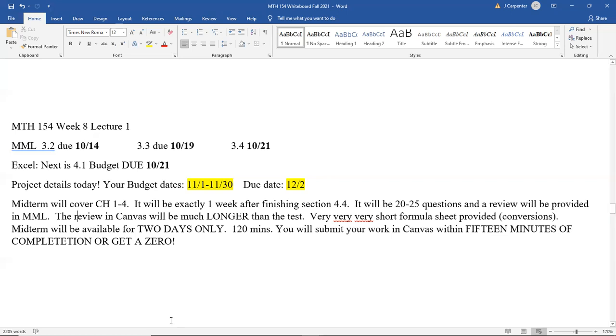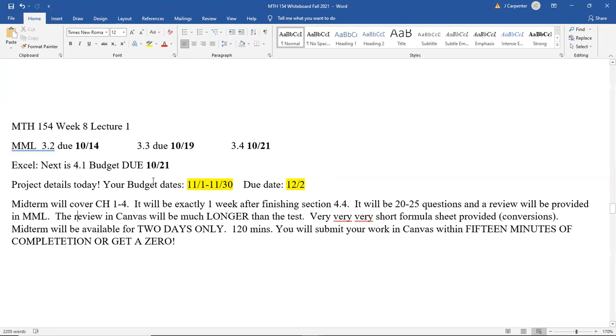The midterm will be either 20 or 25 questions. So they'll be either worth 4 or 5 points each, depending on how many we go with. I kind of change it each semester. And there will be a very, very thorough review provided. You will find that review.